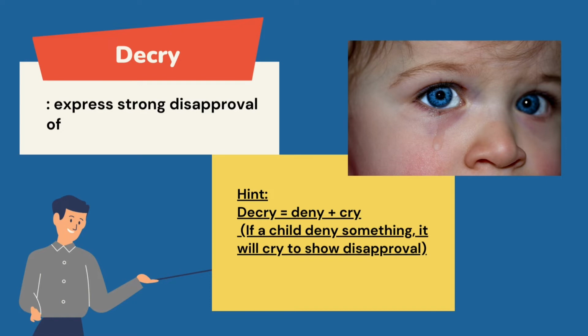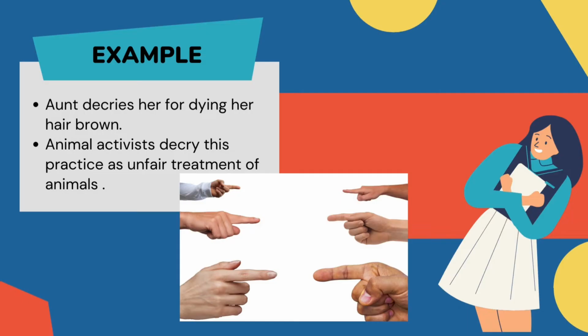Aunt decries her for dyeing her hair brown. The aunt basically criticizes her for her brown dye, or she condemns or denounces her brown dye. Animal activists decry this practice as unfair treatment of animals. This means that animal activists consider the practices that harm or hurt animals as wrong, unfair treatment of animals. So they basically denounce or decry that practice.